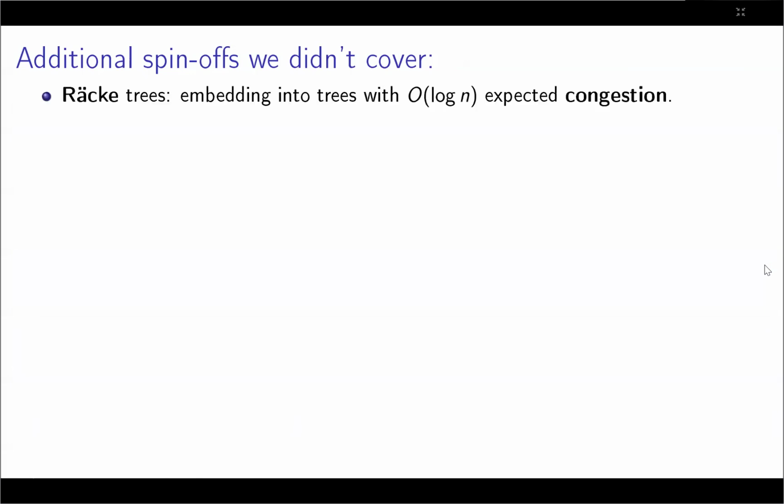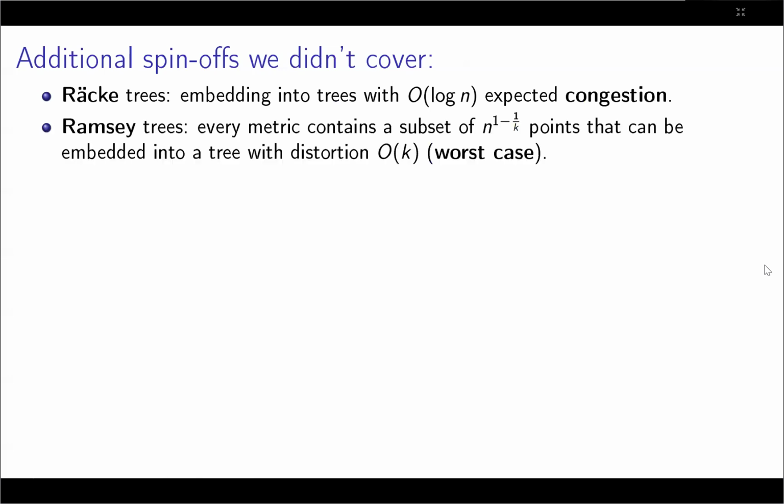So the Räcke trees, I think Harald Räcke is here in the other workshop, which gives you log n expected congestion. This is good for oblivious routing, in the sense you sample a tree, and the expected flow over the edge is only log n.